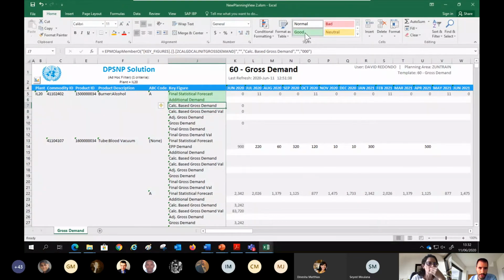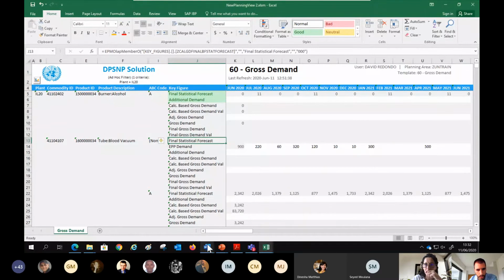Then we have the calculated base gross demand and value. That is a system calculation that will be adding final statistical forecast, additional demand, and also EPP demand. So we have the three elements: final statistical forecast, additional demand, and EPP demand. Now, in these products, you don't see the three of them because, for example, this product was added as a statistical forecast, this product was an EPP, but there was no historical data.